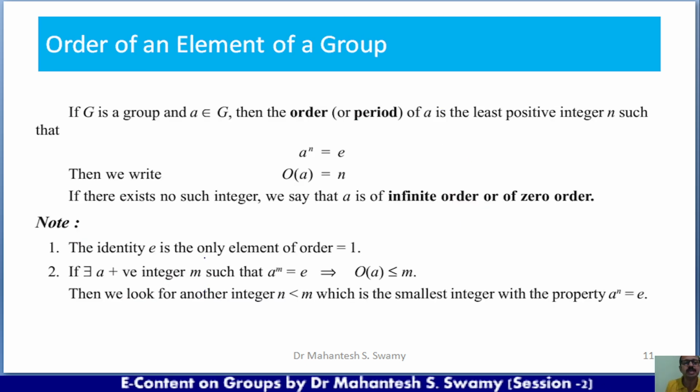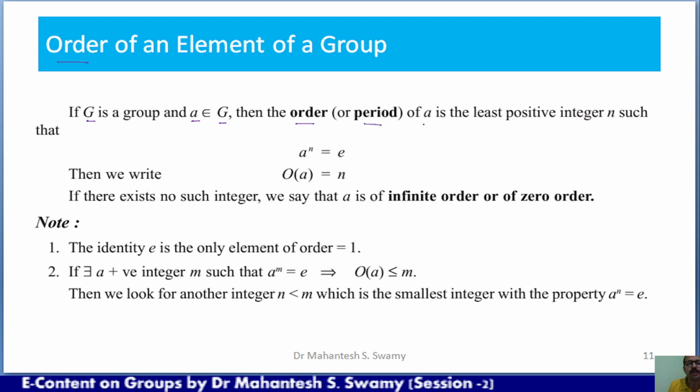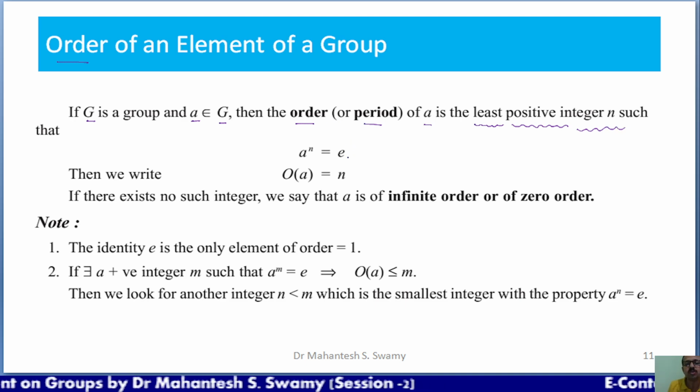Now another definition, order of an element. So what is meant by the order of an element? We have a group G and an arbitrary element a belonging to G. The order, also called the period, of an element a is the least positive integer n, very important, such that a^n is equal to e. Then we write that the order of a is equal to n.